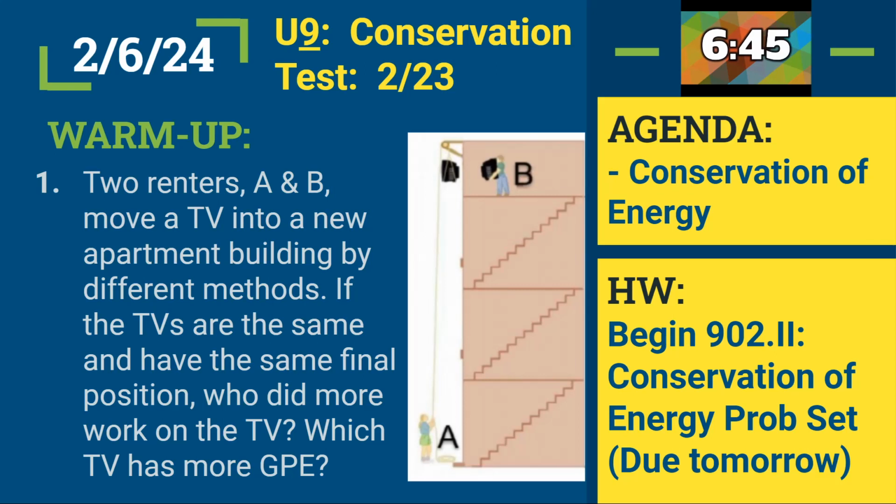And we talked about this with work, but we're going to now apply it to energy as well, because work is change in energy. So obviously, if we have the same work, we're going to have the same energy at the end if we started, of course, at the same place. And so both of those answers to the warm-up should be that they're equal. You have an equal amount of work and an equal amount of gravitational potential energy.